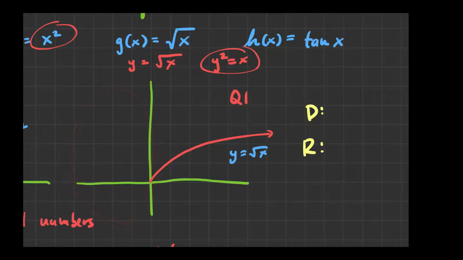No. Did we include 0? Is 0 a member of our domain? Yeah. You can take the square root of 0. Square root of 0, that's equal to 0.